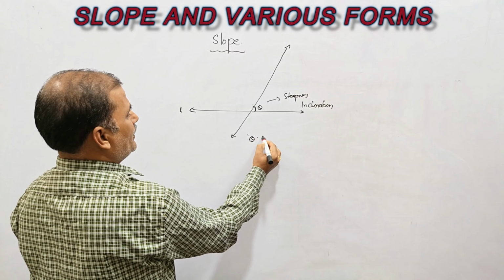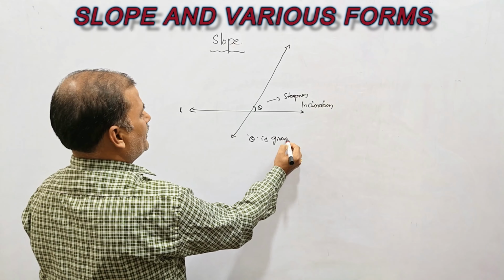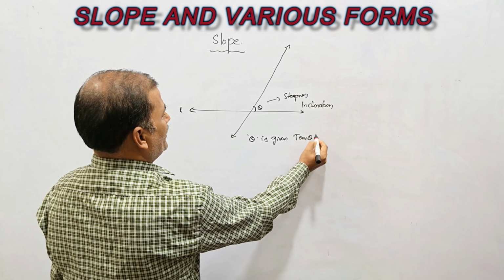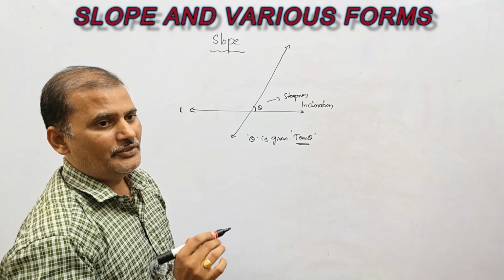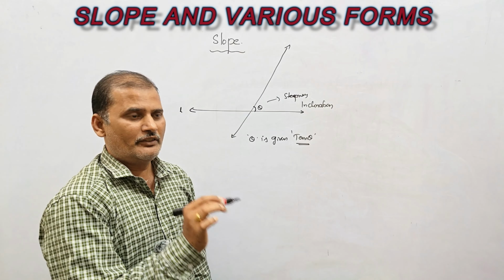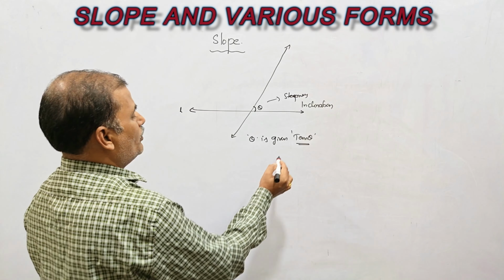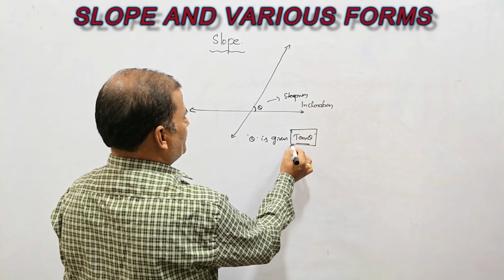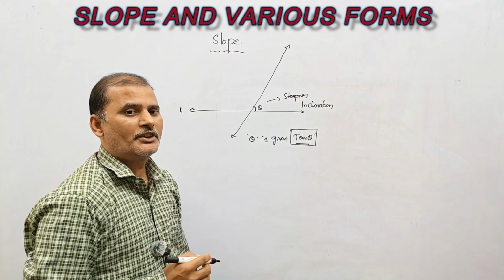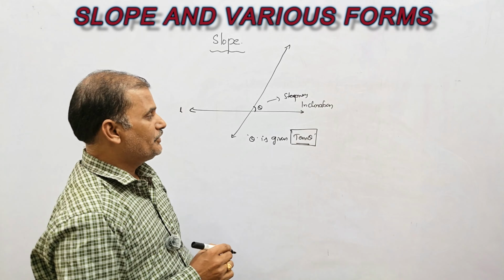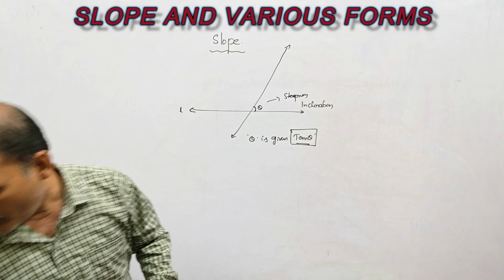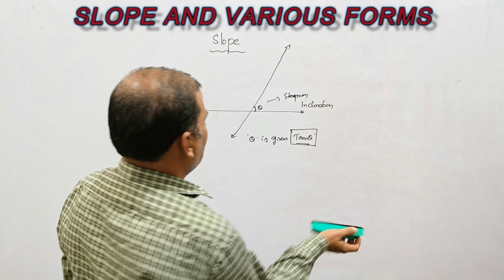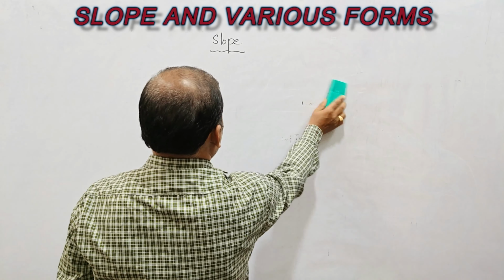Whenever theta is given, tan theta is the slope of the given line. That's why you have to take only tan theta. Few students ask why only tan theta. That means here one concept is also there. I will explain now why you take only tan theta in the presence of the slope.